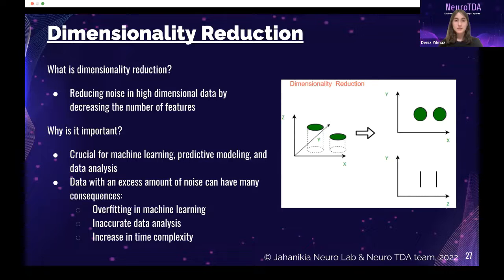So first, let's define dimensionality reduction. It's the process of reducing noise in high-dimensional data by decreasing the number of features or variables. Dimensionality reduction is really important for machine learning, data analysis, and predictive modeling. The data we use for these are often extremely large and high-dimensional, and unfortunately, noisy data can cause a lot of problems. Basically, data with an excess amount of noise can cause overfitting in machine learning, inaccurate data analysis, and an increase in time complexity. Luckily, however, dimensionality reduction provides a solution to all of these.